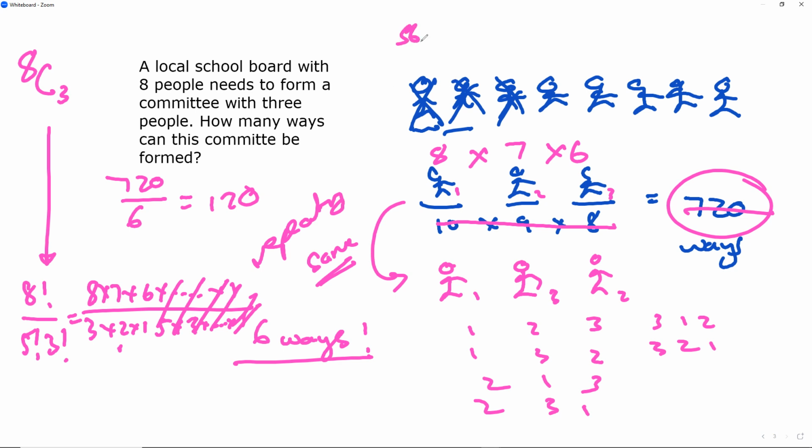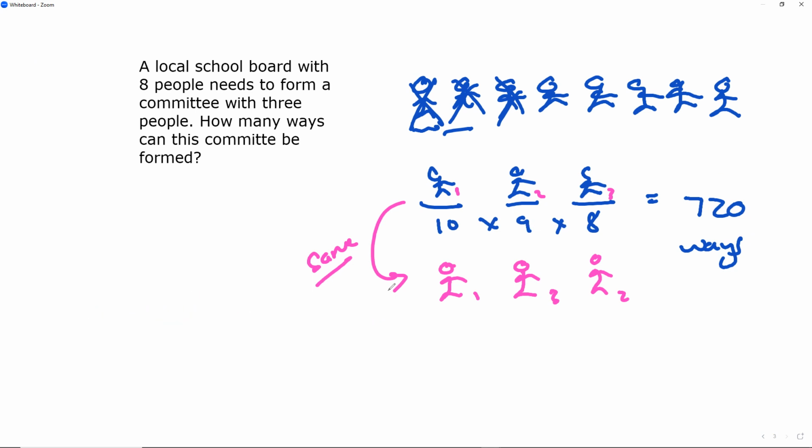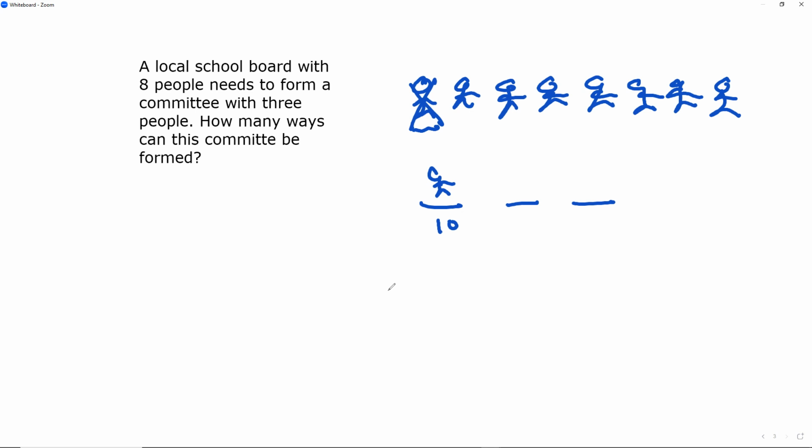So let's get 56 times 6. 6 times 6 is 36. 6 times 5 is 30 plus 3 is 33. So that's 336 ways. 336 ways divided by 6 ways after that. All right. How do we end up writing this? We end up writing this as 8 times 7 times 6. So let's just start again quickly. We have 8 people, not 10. All right.